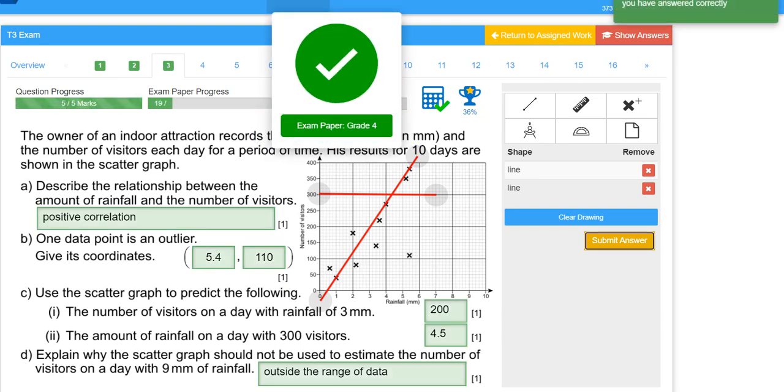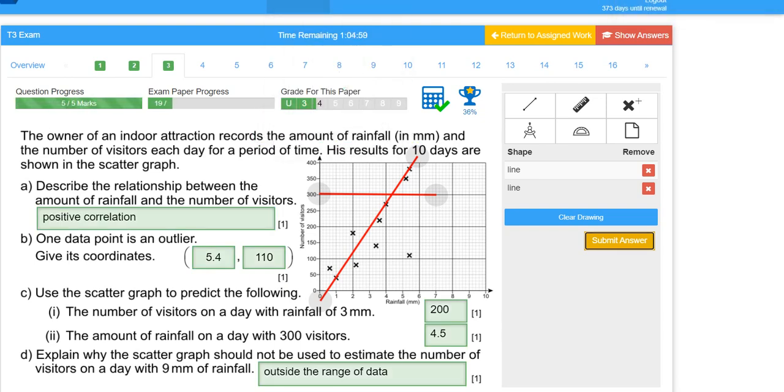And look, we are 3 questions done. We have passed our paper. We are at a grade 4. Really, really good. Now, the reason we're doing the higher is we don't want you just to settle for grade 4. We don't even want you to settle for grade 5, to be honest. We want you to keep working on.